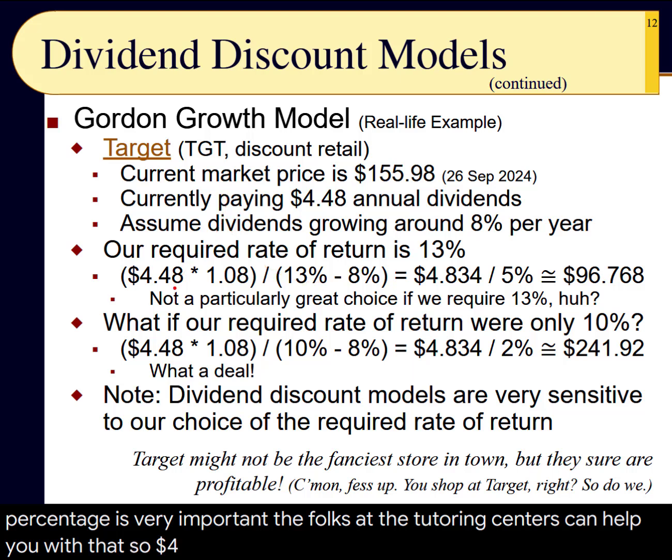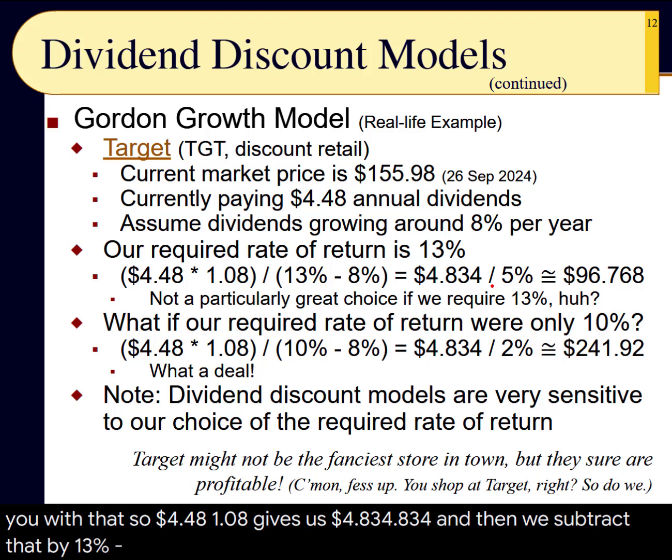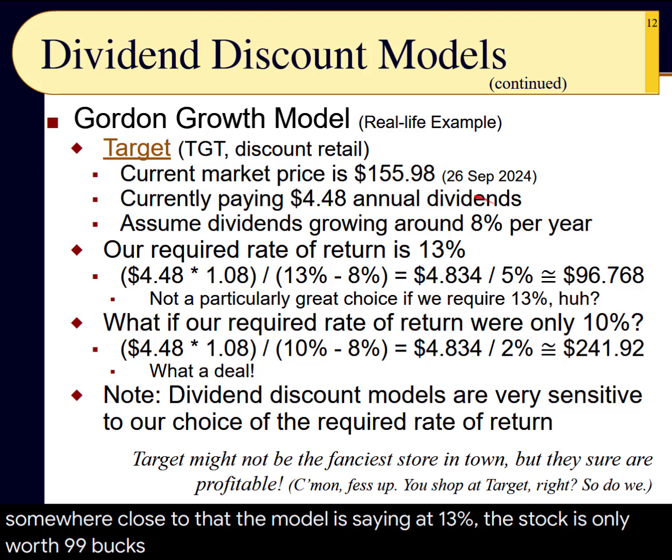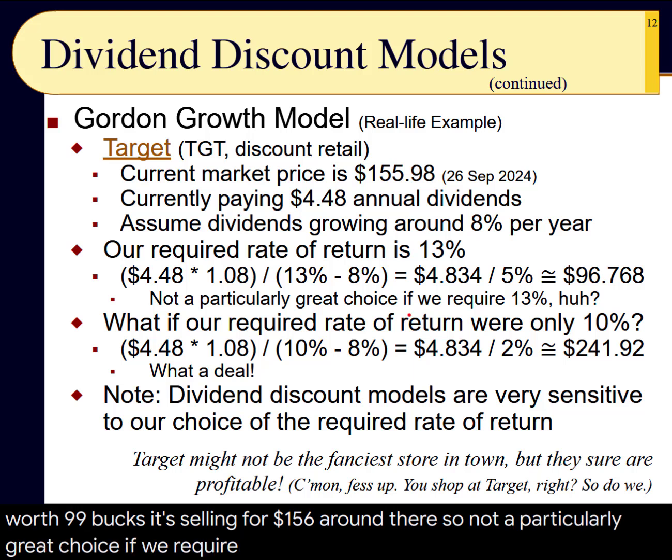So $4.48 times 1.08 gives us $4.834. And then we divide that by 13% minus 8%, or 5%, 0.05, and that gives us a stock price of $96.77, somewhere close to that. Well, the model is saying at 13%, the stock is only worth $97. It's selling for $156 around there. So not a particularly great choice if we require 13%, is it?